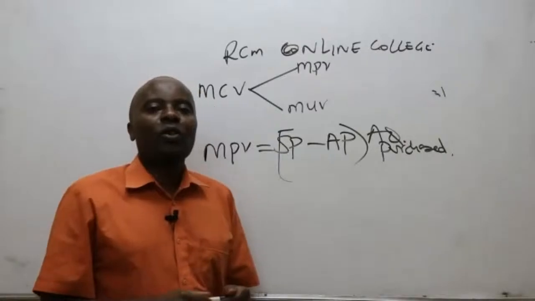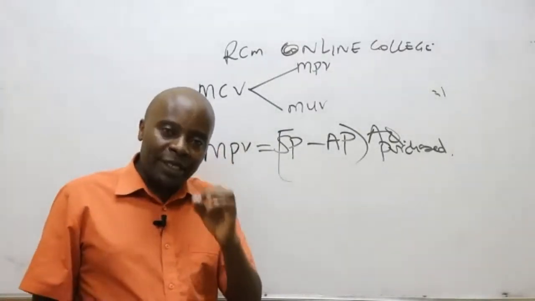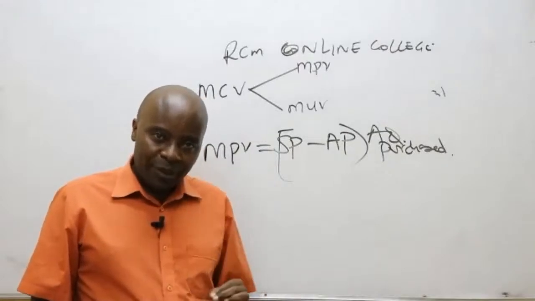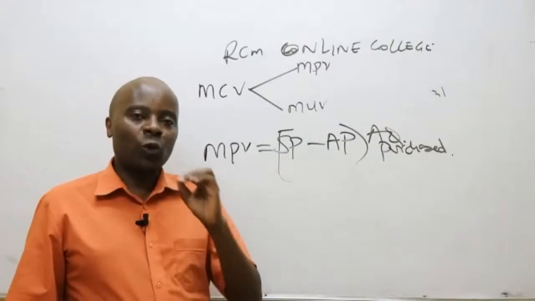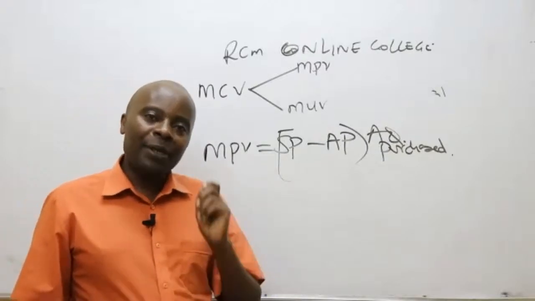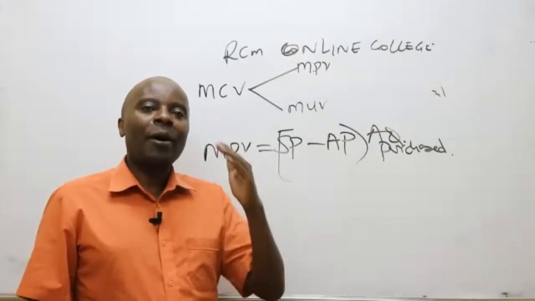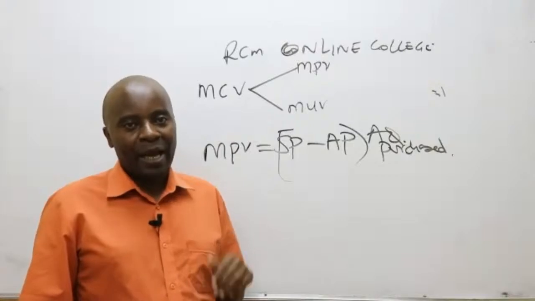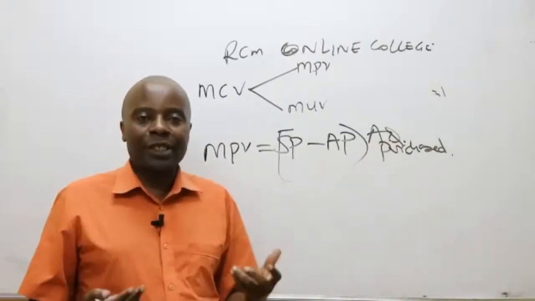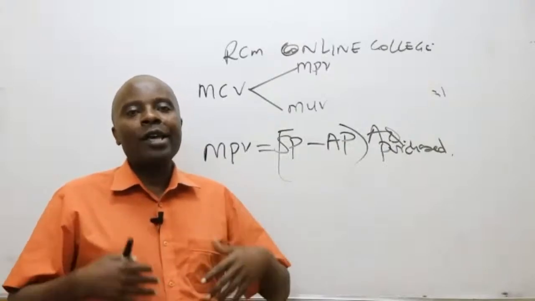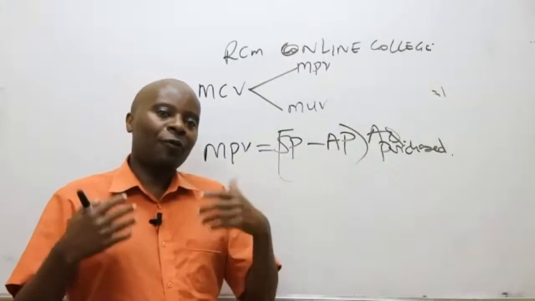So please write in full that SP is standard price of materials per kilogram. And then AP is the actual price of materials per kilogram. And then this AQ is the actual quantity, or actual number of kilograms.